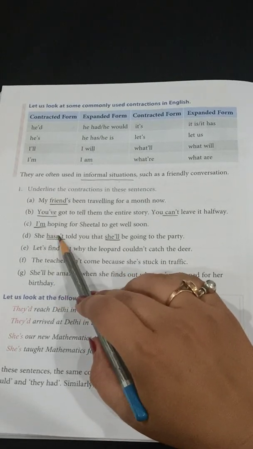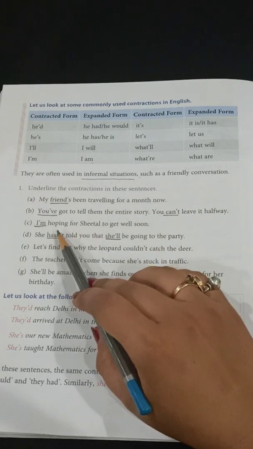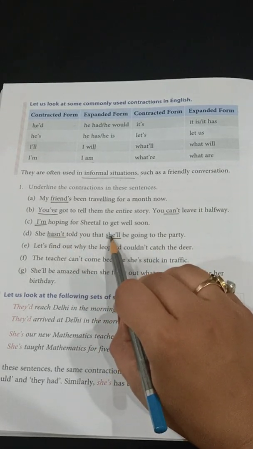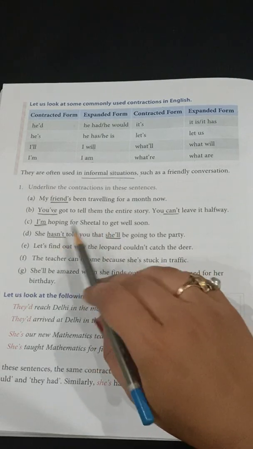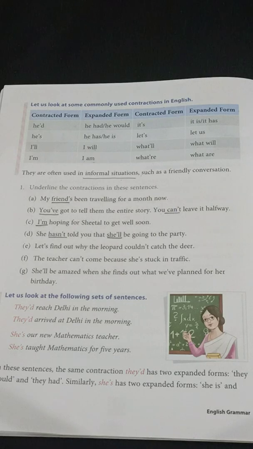D. She hasn't told you that she'll be going to the party. Hasn't, has not. She will. So these two are the contractions here. Students, in the same way you have to complete from E to G in your homework.